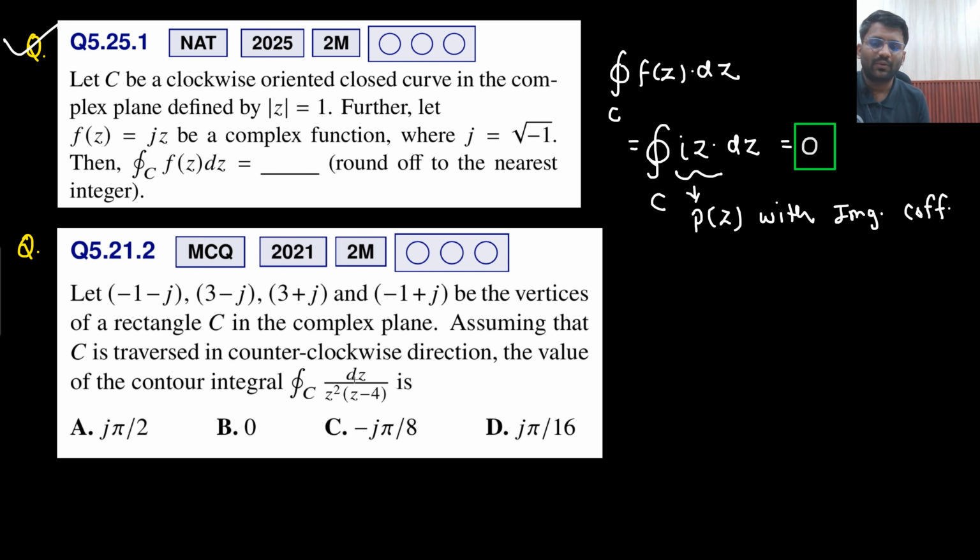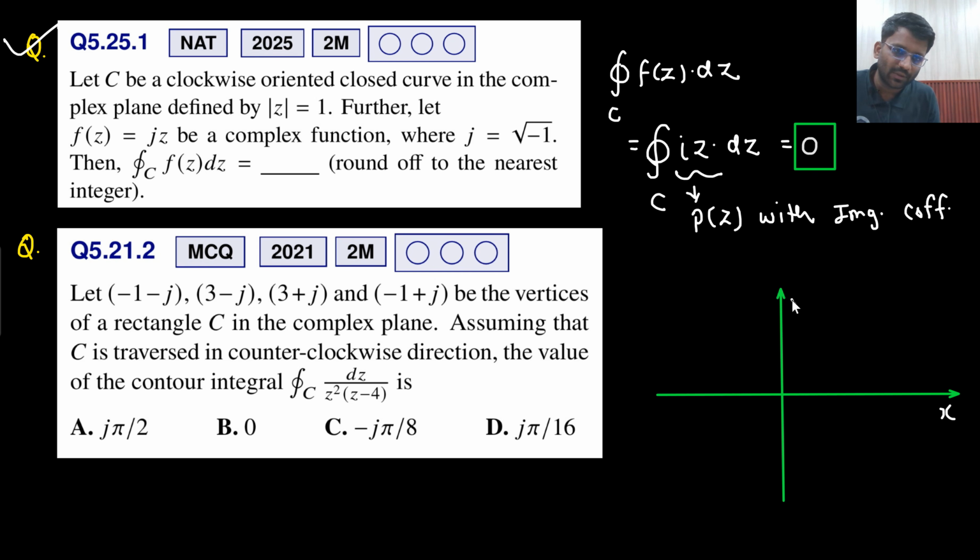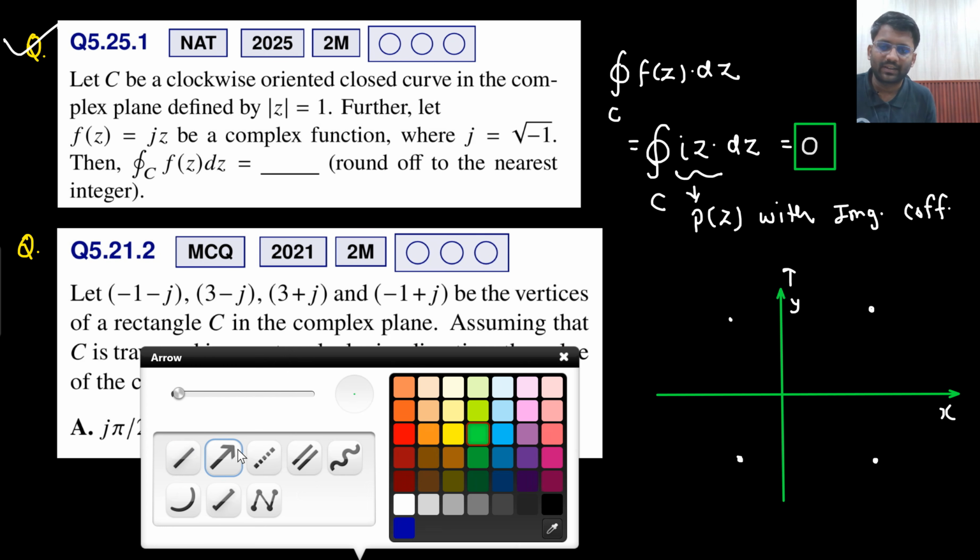So have confidence in yourself and you will be able to solve these kinds of questions very easily. Now next you need to calculate the integral of 1 by z square (z minus 4) dz. But what is your contour this time? Your contour is a rectangle, with coordinates x comma y: -1 minus j, 3 minus j, 3 plus j, then -1 plus j. So this is the rectangle that we have.